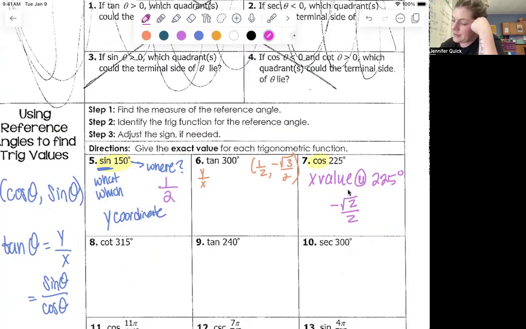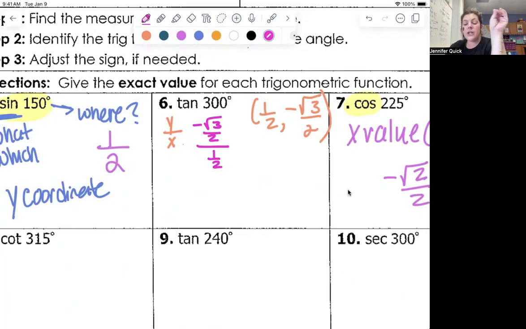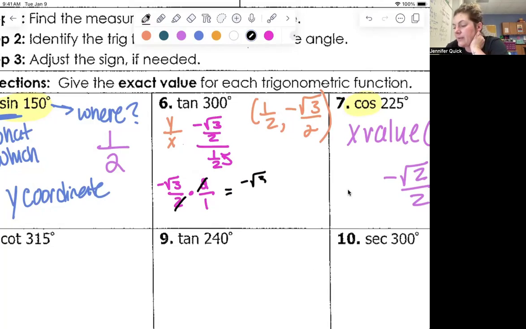And then a negative square root 3 over 2. So I want the y value, which is negative square root 3 over 2, over the x value, which is 1/2. So keep, change, flip. So negative square root 3 over 2, change to multiplication, and then flip the second fraction. So these 2's go away. One's on top, one's on bottom. I would have negative square root 3 left over on top over 1, which would be left with negative square root 3.